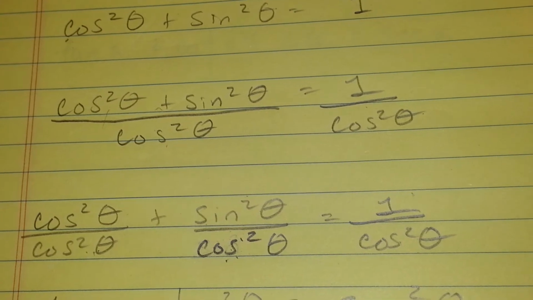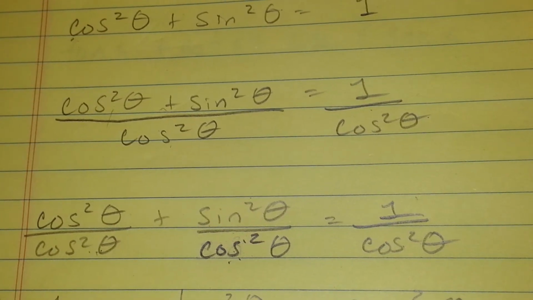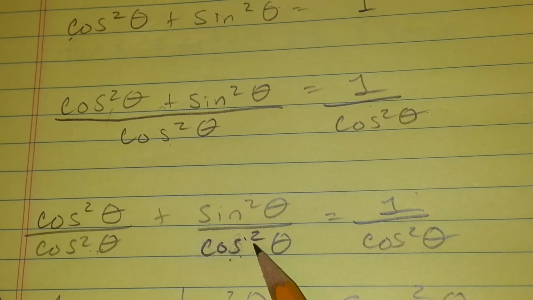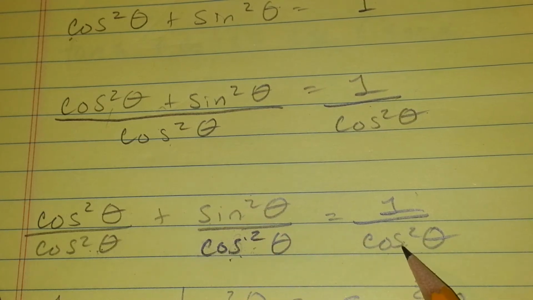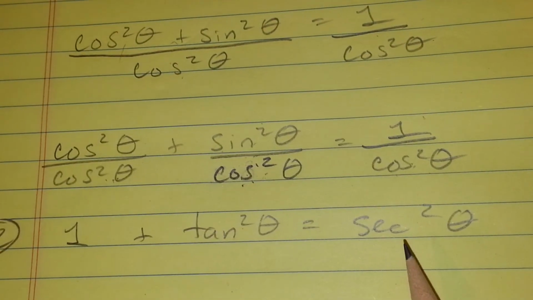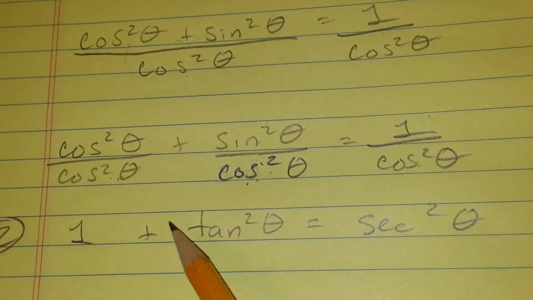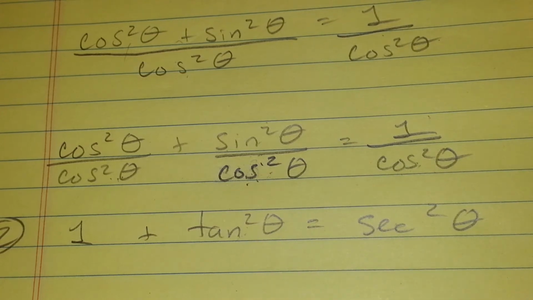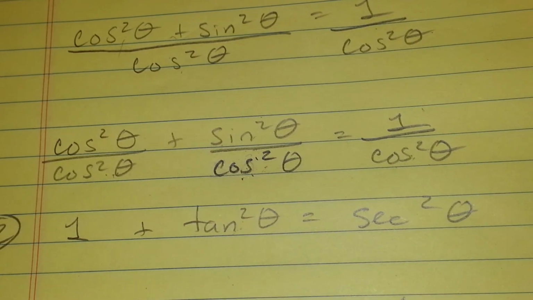So this is why we kind of need to know some of these identities. Well, this right here is 1. This right here is sine over cosine, which is tangent, right? So this is tangent squared. And what's 1 over cosine? That's secant. Well, this is squared, so that's secant squared. There's your identity: 1 plus tangent squared theta equals secant squared theta.